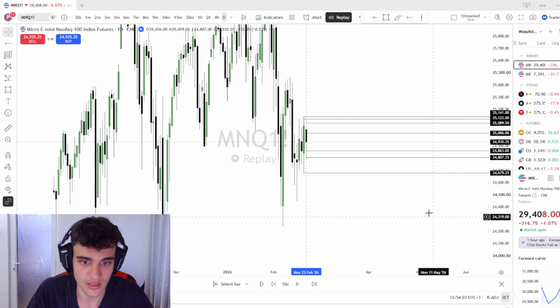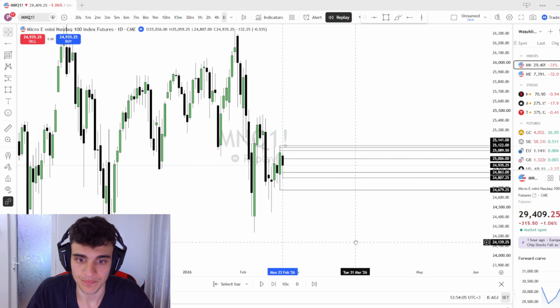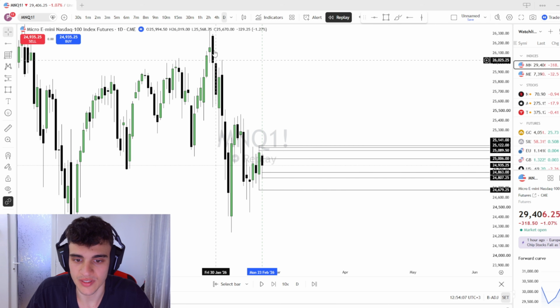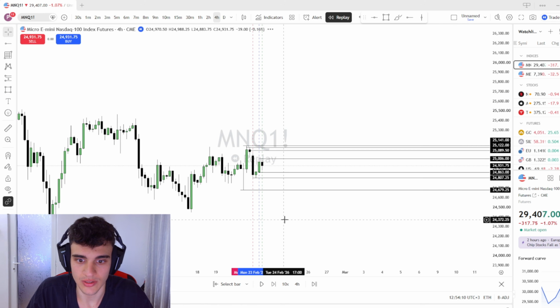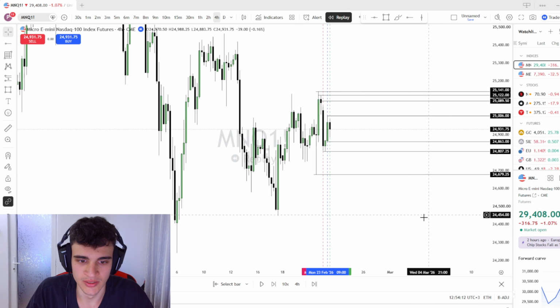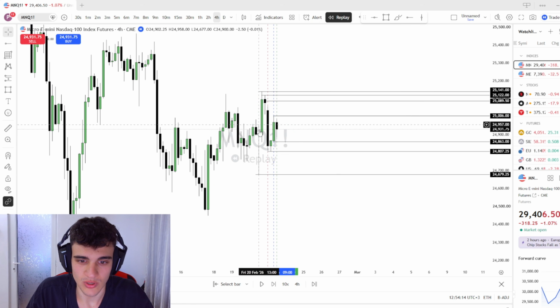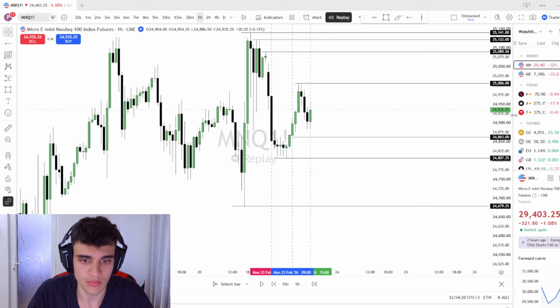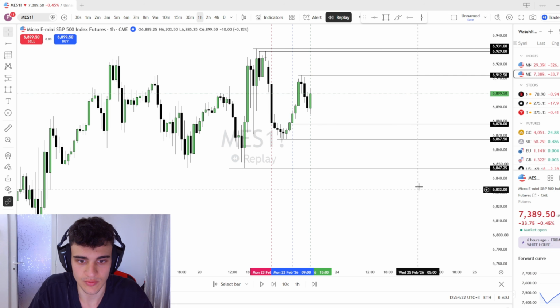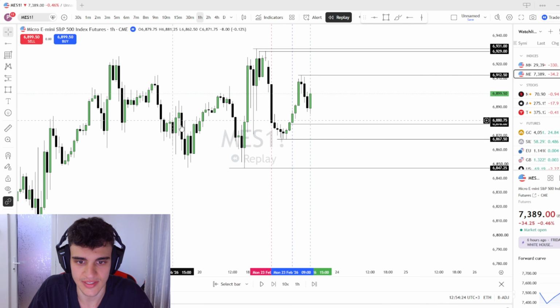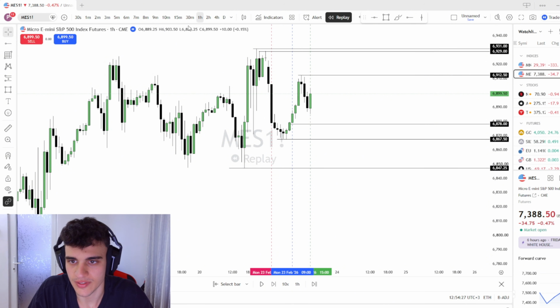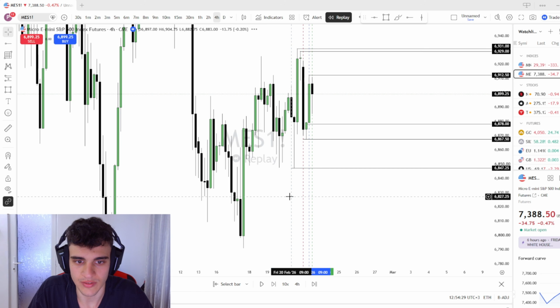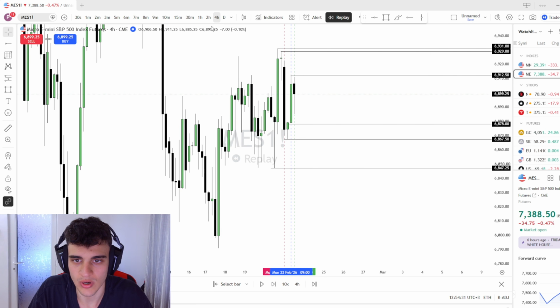Let's see how's the daily. We're still bearish on the daily. On the 4-hour, we're bearish as well for now. So let's see the hourly. On the hourly, we're bullish on Nasdaq. Let's see if we did the same on ES. Yeah, we inverse this gap. On the 4-hour, we didn't quite inverse it.